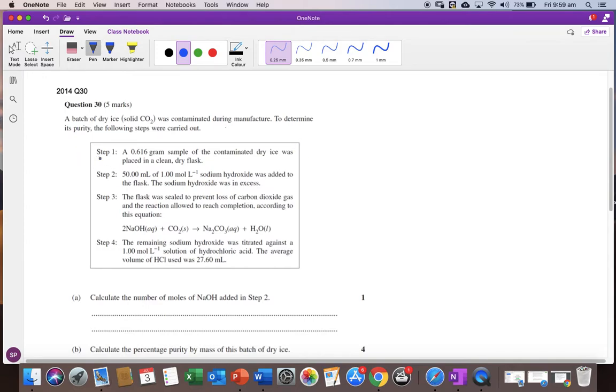So we're told, step 1, a 0.616 gram sample of contaminated dry ice was placed in a clean, dry flask. Now you know me, I like to try and draw or visually interpret what we're being told. Okay, so we have a 0.616 gram sample of our contaminated dry ice, and it's placed into a clean, dry flask.